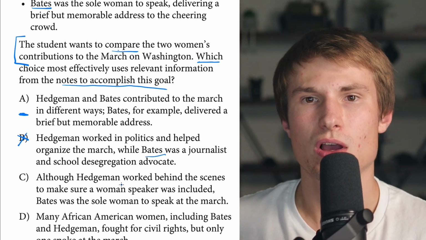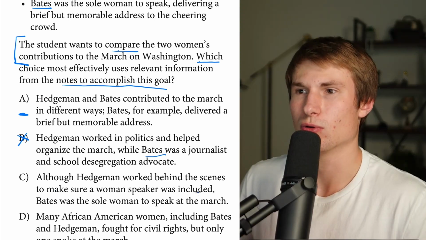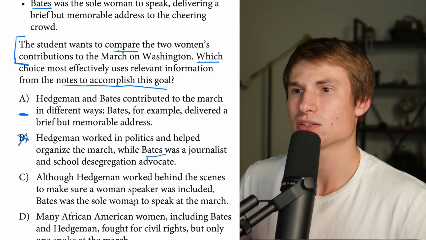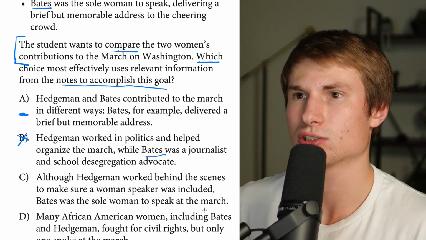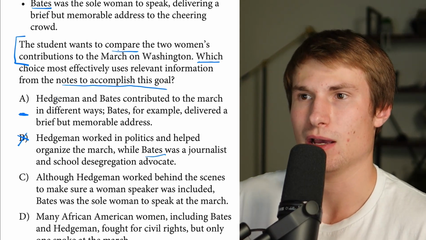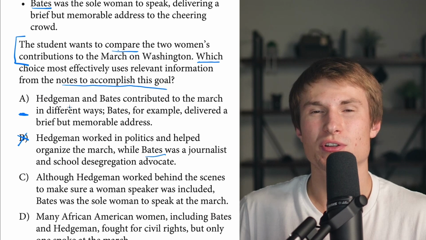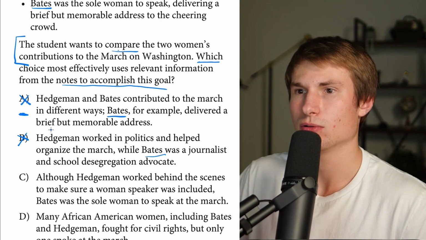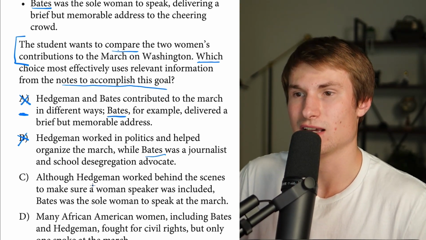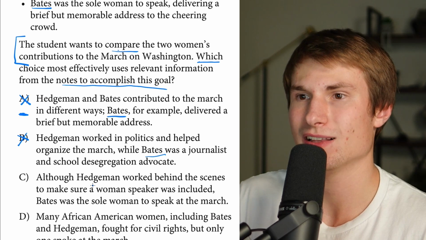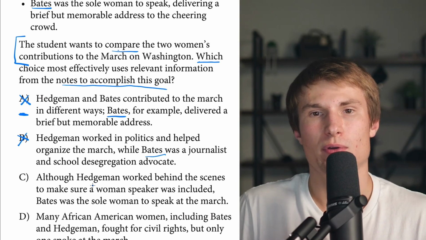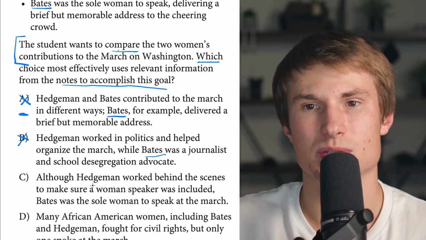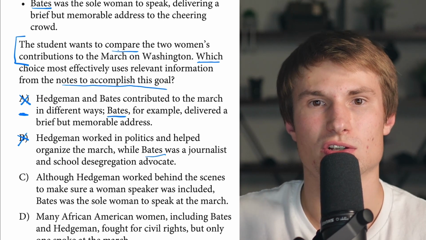Option C states, although Hedgeman worked behind the scenes to make sure a woman speaker was included, Bates was the sole woman to speak at the march. Okay, this is much better than option A. Okay, option A states they both contributed to the march in different ways, but then we only discuss how Bates contributed. Okay, so we can get rid of A now. Okay, C is much better because it states how Hedgeman contributed. Okay, she worked behind the scenes to make sure a woman was included. And then we also discuss how Bates contributed, being the sole one to speak at the march. And obviously these are both different, so that's a great comparison.